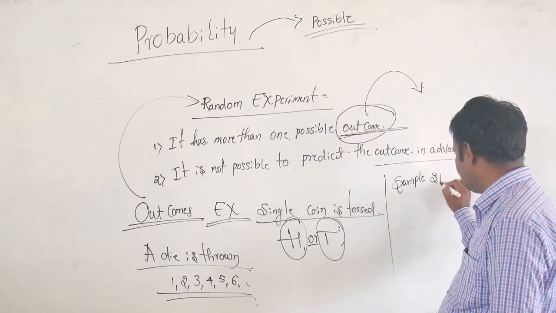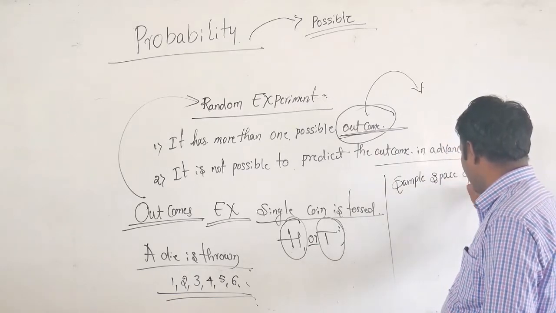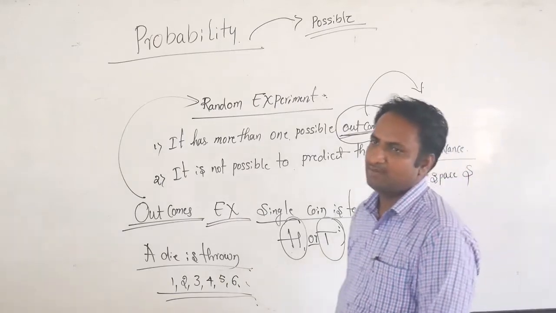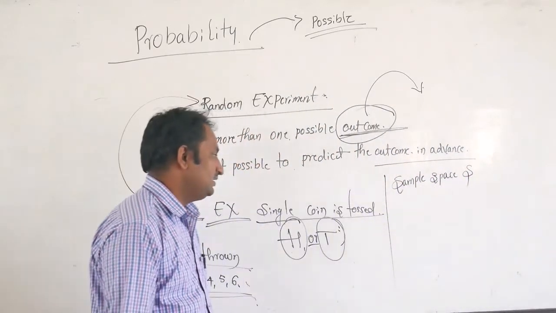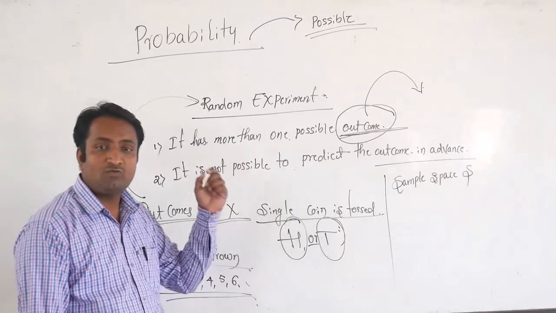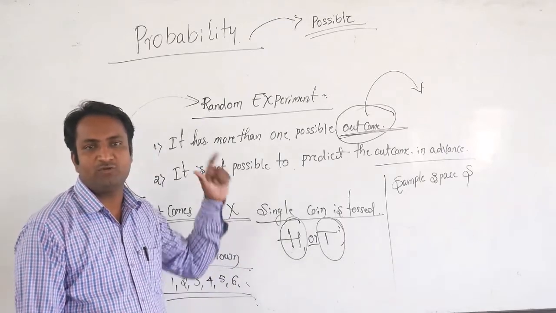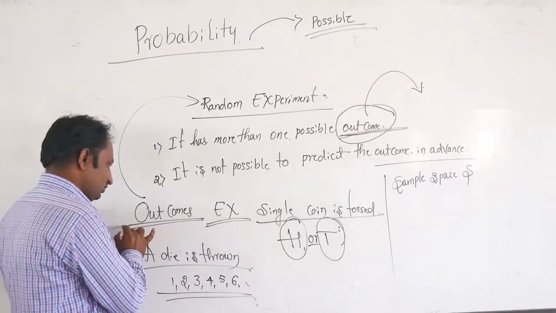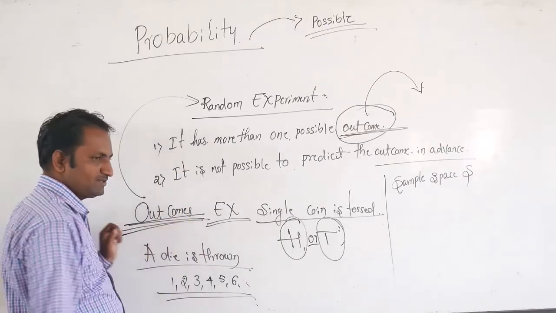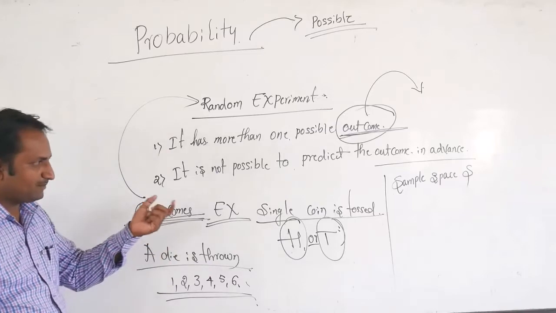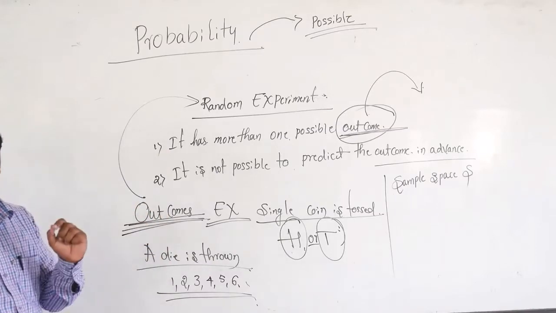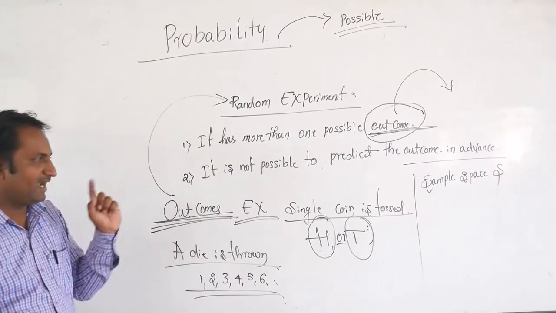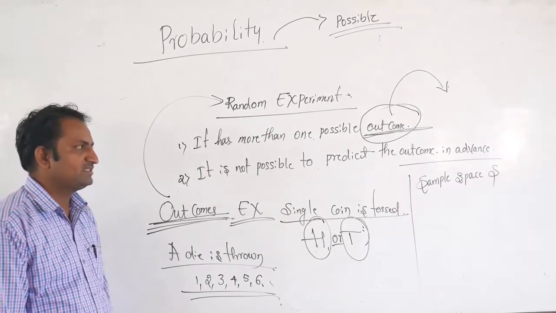Sample space, denoted as capital S. Sample space means the set of all possible results of a random experiment, or the set of outcomes. The set of all possible outcomes of that random experiment is called the sample space.